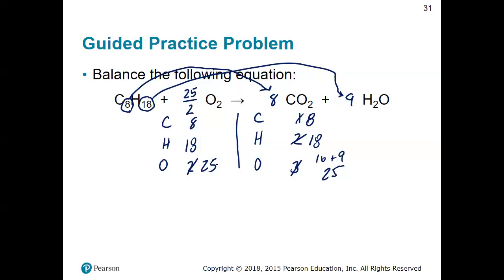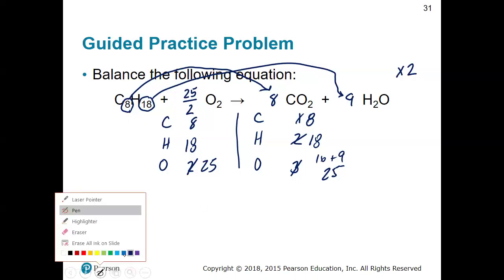So if we find ourselves in a situation where the only way to balance it out is that I have to put a fraction or a decimal in here, and I'll be honest, the fraction or decimal is always 0.5. If that is the case, obviously that doesn't work. But the way to get around it, if I multiply every single one of these coefficients by 2, I will end up getting where I want to go.